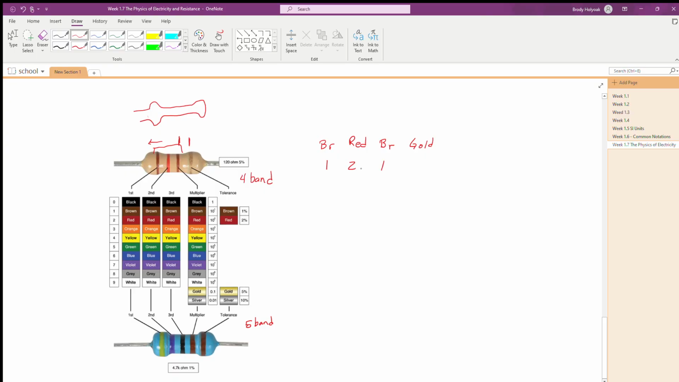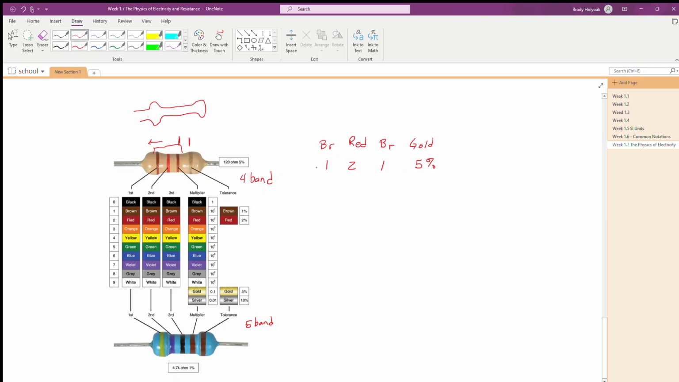Brown, again, correlates to number 1. And then our last one is our tolerance, basically how far can this thing be before it's considered out of spec, is gold. So if we look down here on this list, gold is a 0.1, which is right here on this side, that's a multiplier. That's something else we'll talk about in a minute. The gold is the tolerance, which is 5%. So that means that this resistor can vary 5% and still be considered good.